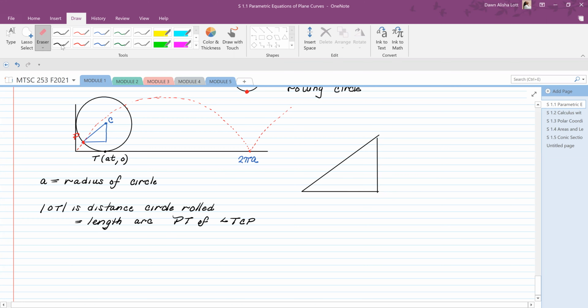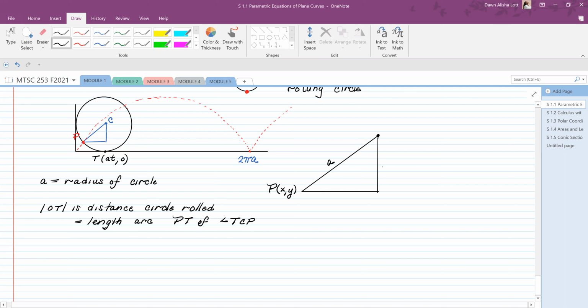Very good. Okay, so here's the point P, and P is some point (x, y). That's the little red dot there. A is the radius of the circle, and so therefore this is the point C right here.